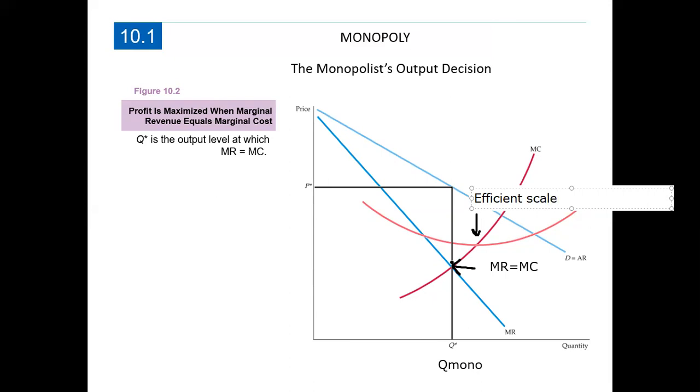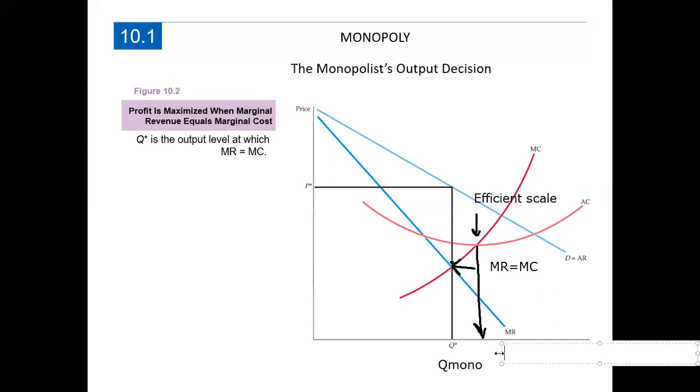So is this efficient scale important? Yes, because this means that I'm producing the maximum output with the minimum cost. So if you focus here, this point that I'm going to highlight right now is the efficient scale. So what do we mean by efficient scale? As you remember, efficient scale means the maximum output with the minimum cost.